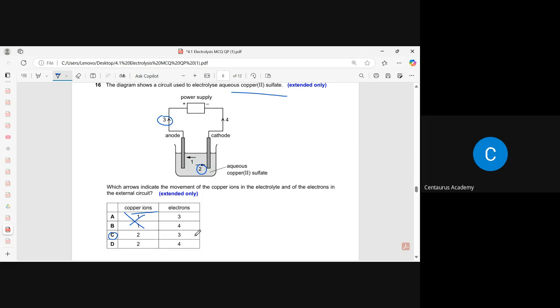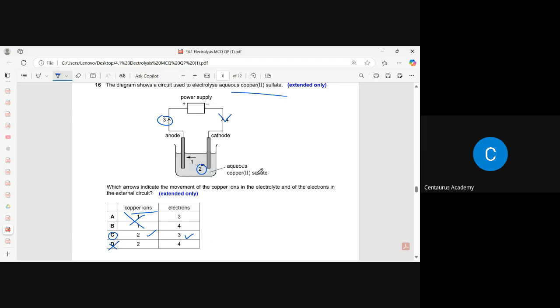Now you look into the flow of electrons. The electron flow is always away from the anode and towards the cathode. So the electron flow should be towards the cathode, which is completely opposite to the direction that 4 has mentioned, which means option C is the right answer choice here. And we again eliminate D as our option choice.